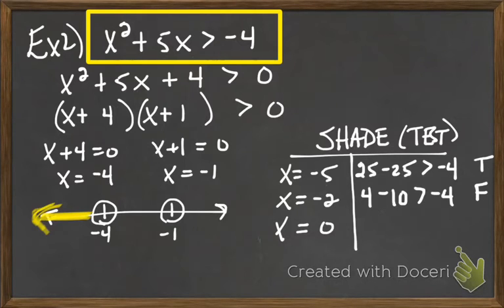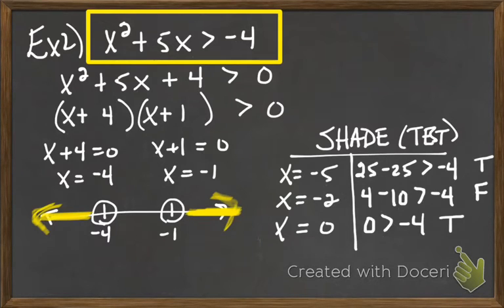0 is going to be easy. 0 squared plus 5 times 0 is 0. And we're checking to see if 0 is greater than -4. Is 0 greater than -4? It is. So since 0 checked, we can shade all of the points where the 0 would be. And that would be to the right of -1.